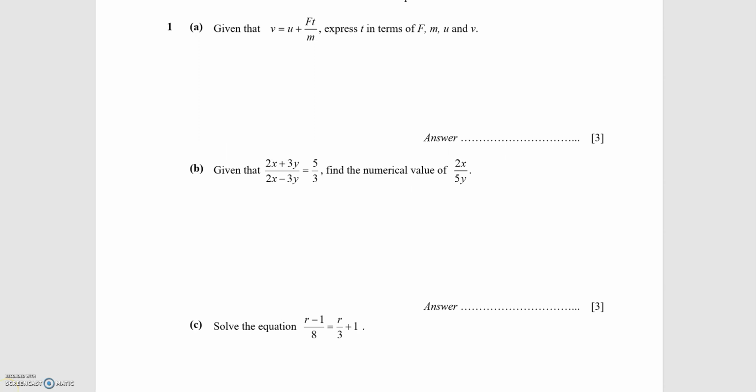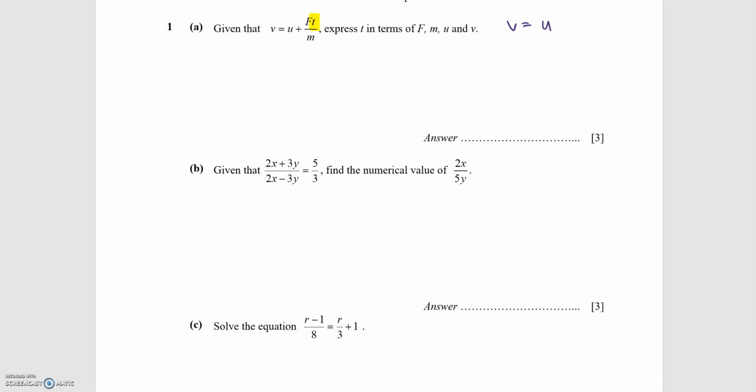This is question 1 of your Math Media exam paper 2. Given this equation, we want to express t in terms of the other variables given. So we want to make t the subject of the formula. Now, if you are a bit lost on which variables you need to move over first to the other side of the equation, you can always use this to help you.